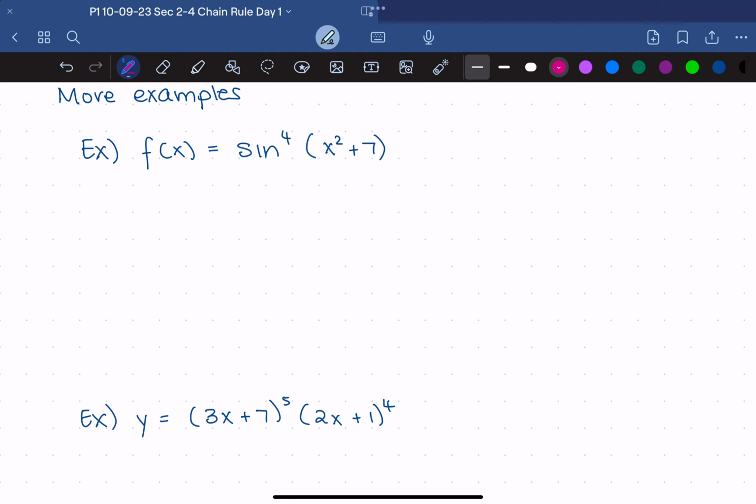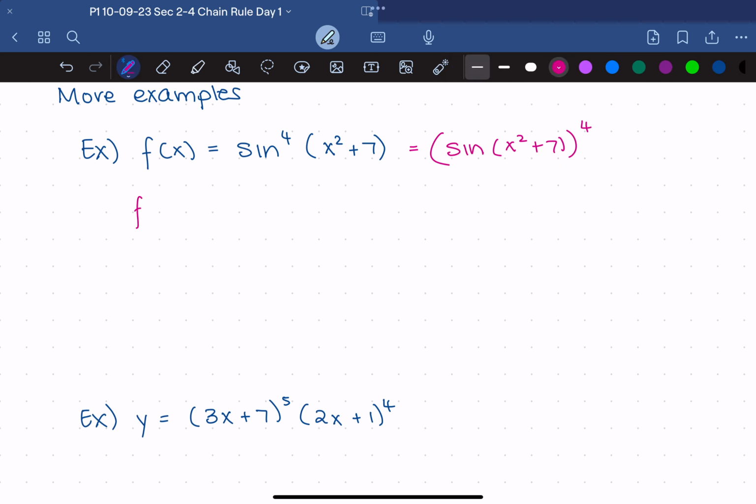So this one, it's not product or quotient rule like the ones above. However, we have functions inside functions. Remember that this means the sine of x squared plus 7 inside the fourth power. So our most outside function is to the fourth power. And then we have sine in that. And inside of sine, we have x squared plus 7.